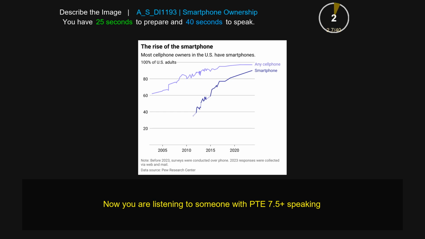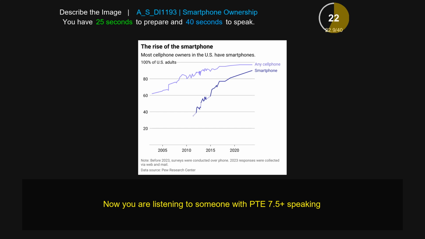The graph gives the information about the rise of the smartphone. Most cell phone owners in the US have smartphones, 100% of US adults. It is observed that there are numbers like 0, 20, 40, 60, and 80. It shows some years like 2005, 2010, 2015, and 2020.